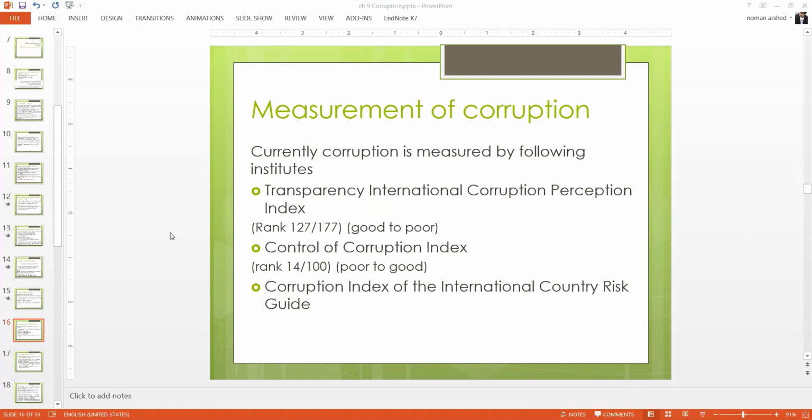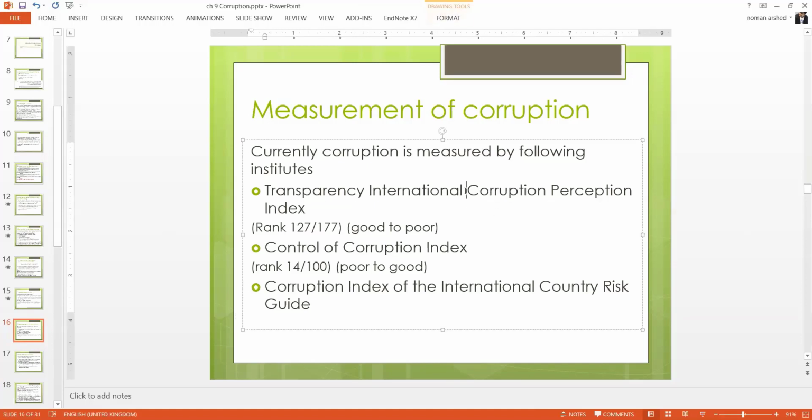Okay, how is corruption measured? So, the measurement of corruption. Currently, corruption is measured by the following institutes. The first is Transparency International, which measures the CPI, the Corruption Perception Index. It ranks the countries. Then there is the Control of Corruption Index.